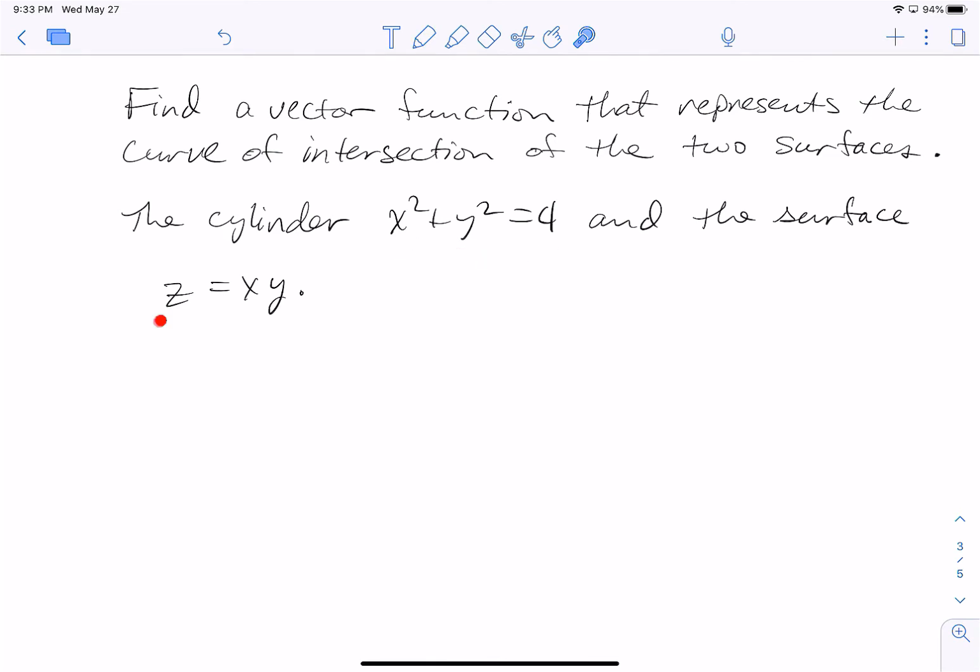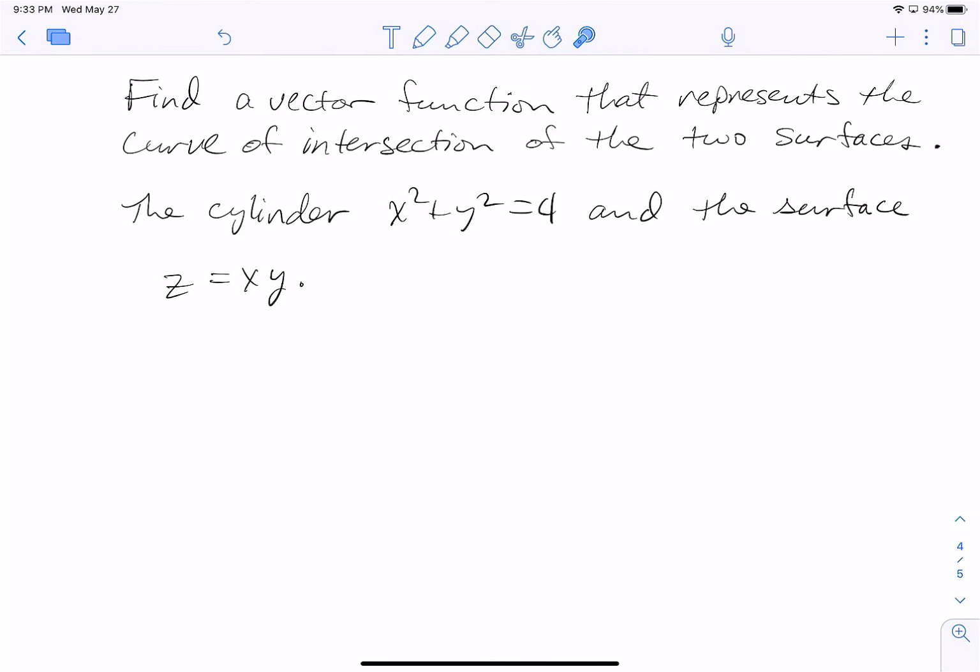We may or may not know what z equals xy looks like, but knowing what it looks like is irrelevant for our task right now. We just want a vector function that represents the curve of intersection. Another way to put this is we want to parameterize the curve. It can be difficult to know where to start the attack plan here.